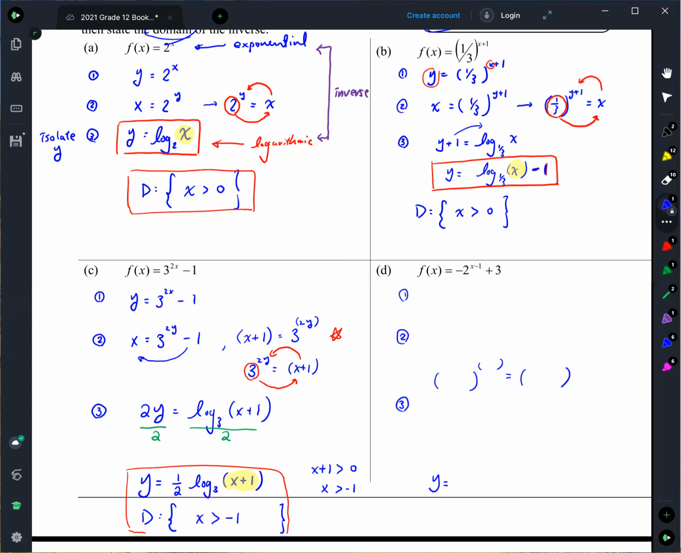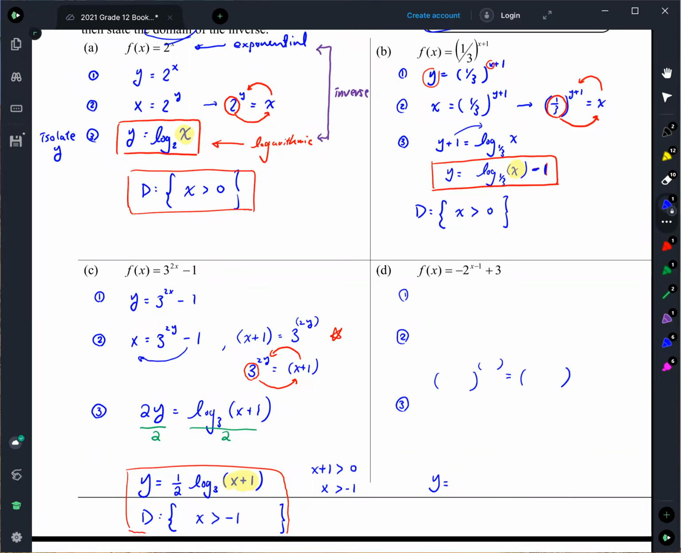Okay, are you guys done? It's been a while now. Okay, let's get some answers. Caleb, what's your final answer for y equals?